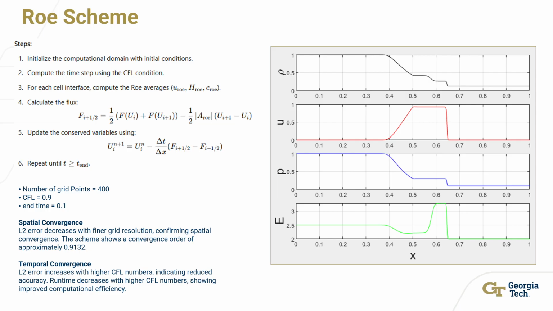Let's now explore the Roe scheme, which provides a more accurate solution by using locally linearized flux calculations. The Roe scheme uses Roe average values to approximate the solution at cell interfaces. The flux is computed with a second-order correction term, reducing dissipation while maintaining stability. Unlike the previous schemes, the Roe method directly accounts for the wave propagation physics, making it more precise near discontinuities. The oscillations seen in Lax-Friedrichs and Lax-Wendroff are almost completely eliminated, indicating minimal numerical dispersion. The Roe scheme achieves a convergence order of 0.9132, and its temporal convergence shows that the L2 error increases with higher CFL numbers, but the runtime decreases significantly.